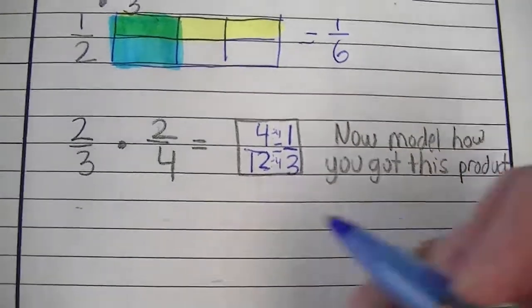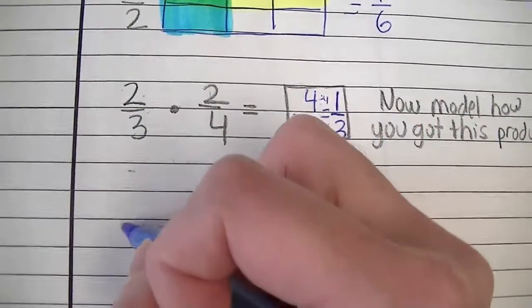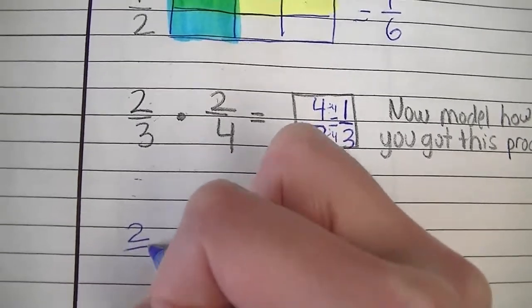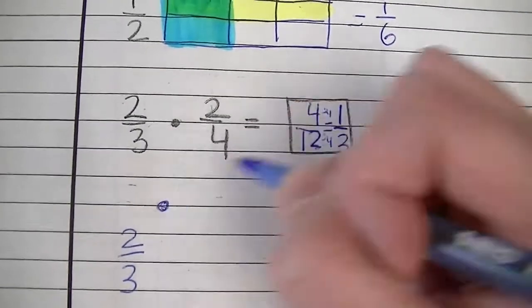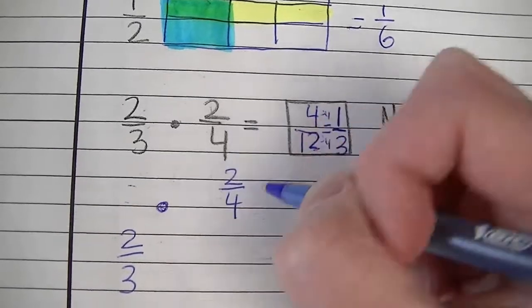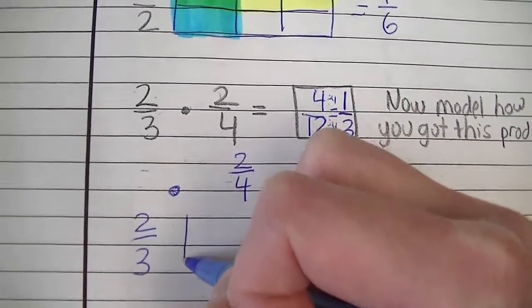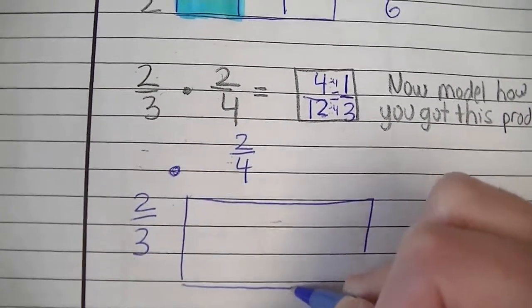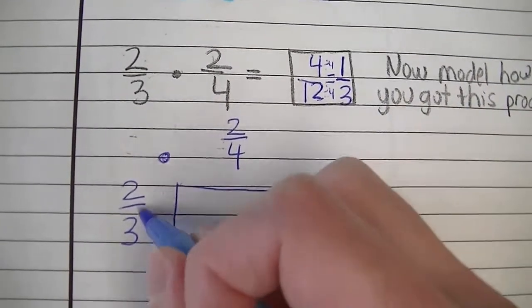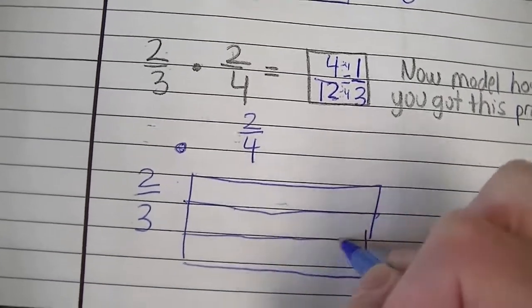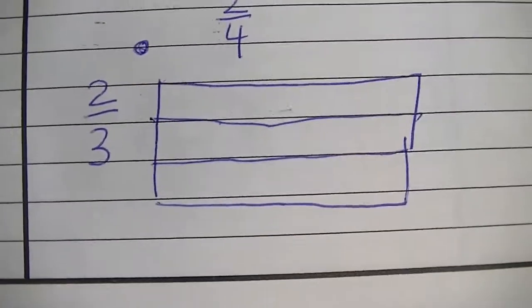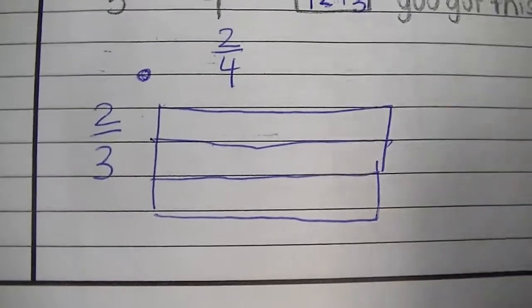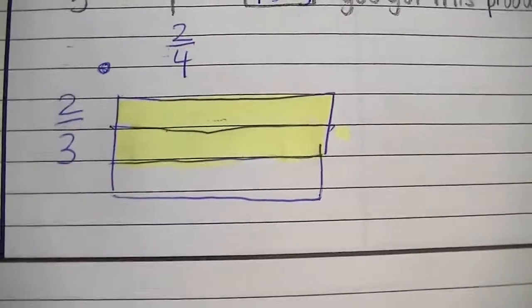Now let's go ahead and model that product. So I'll write 2/3 over here, and we're going to multiply it by 2/4 right there. I'm going to go ahead and draw a rectangle. And I'm going to cut it into thirds. Okay, so to represent 2/3, I would shade in 2 of those. 2 out of the 3 little strips. 1, 2. Okay, that right there represents 2/3.